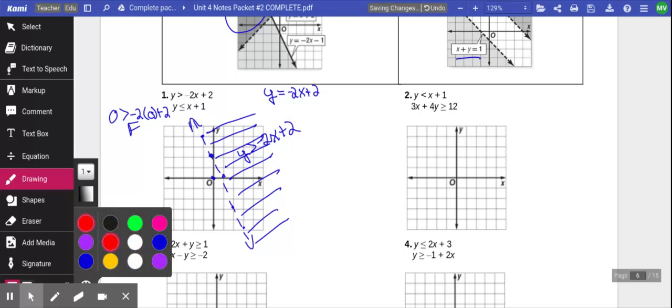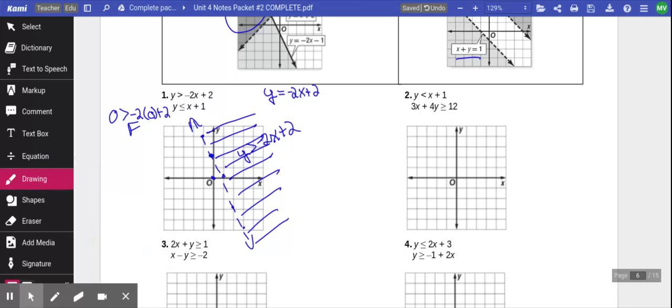Now I'm going to switch to red, and I'm going to graph the second one. So to graph the second one, the equation is y equals x plus 1. So that has a y-intercept of 1 and a slope of 1. So that's up 1 over 1. I get these points. And equal to is part of that inequality, so I'm going to use a solid line. And then again, I'm going to choose 0, 0. So 0 is less than or equal to 0 plus 1. 0 is less than or equal to 1. So I'm going to shade towards the origin from the red line.